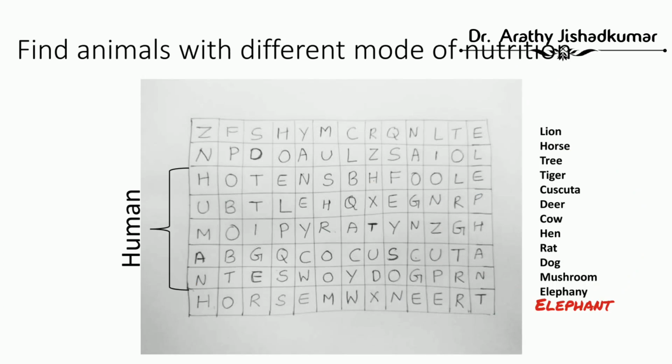Now this is a fun exercise for you. You can find and mark the animals with different modes of nutrition. After marking, you can say what kind of nutrition these animals follow. For example, human. Human is an example of omnivorous nutrition. Lion is a carnivore. Horse, herbivore. Trees are autotrophs. Cuscuta is an example of a parasite. Likewise, you can find all those animals in the table, as well as make a table with different modes of nutrition.